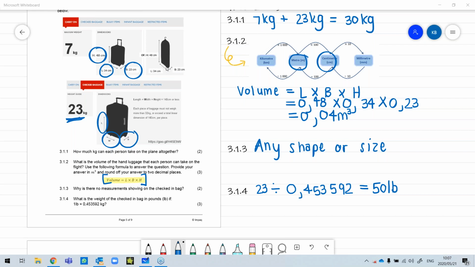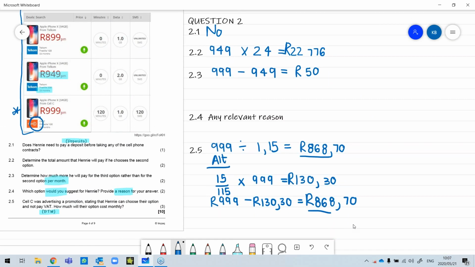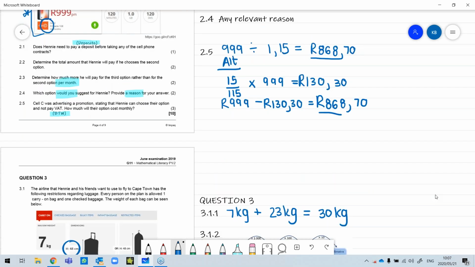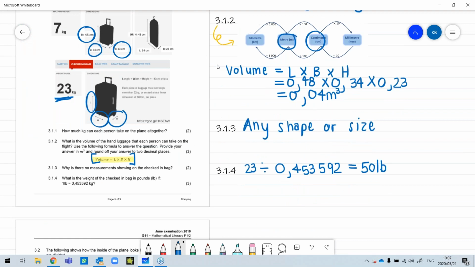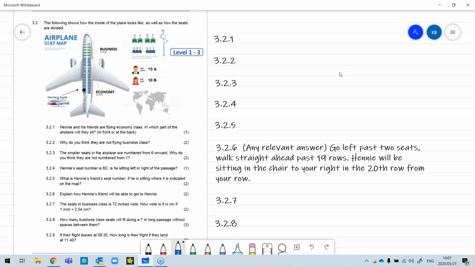But if you said 999 subtract, let's quickly have a look. 999 minus 949 should give you an answer of 50 Rand. Then let's see, any other questions? No other questions. Great. Okay, so let's continue to the rest of question three.